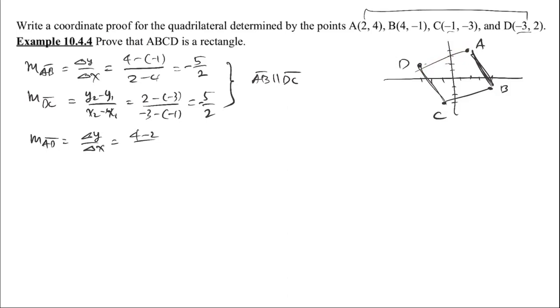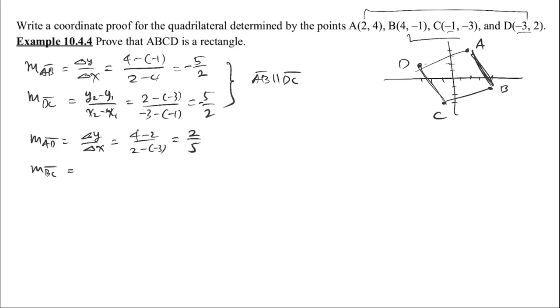The left is 2 minus minus 3. That is 2/5, right? It is positive, and it's less than 1. It looks to be about half-ish, so that's good. So let's get the slope of BC.